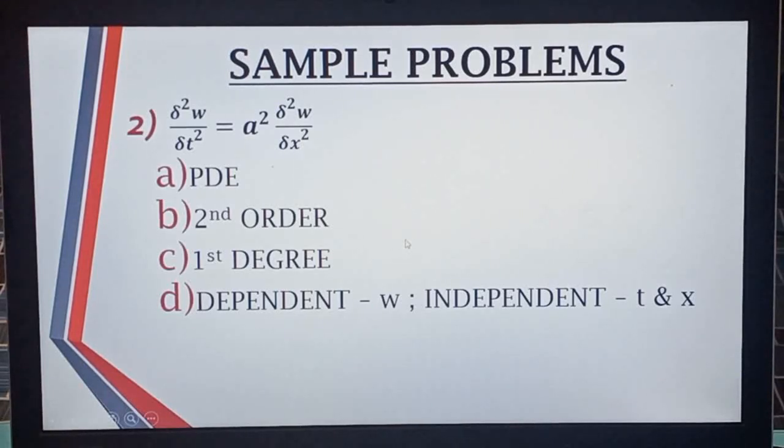Then we do have the dependent variable of w and the independent variables which are t and x. Meaning to say, si w po nakadepende kay t and x. Then this will be considered as linear in terms of x and t.